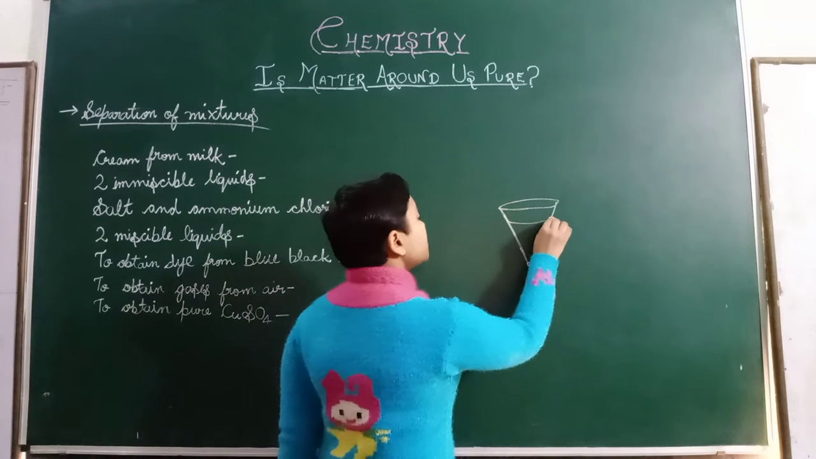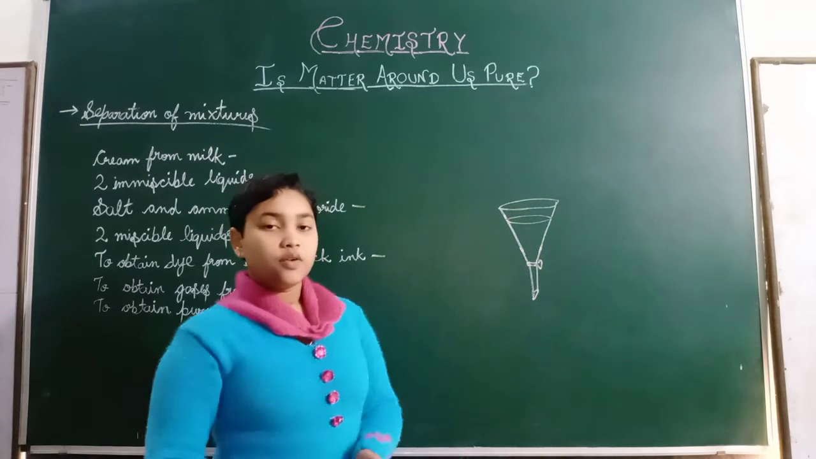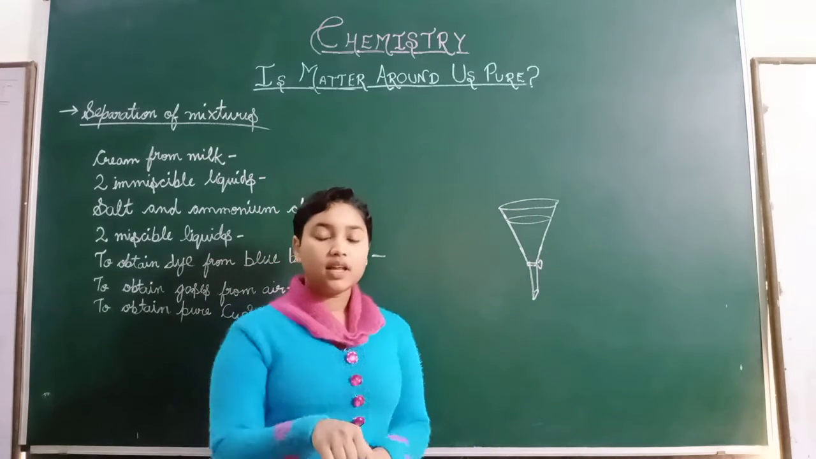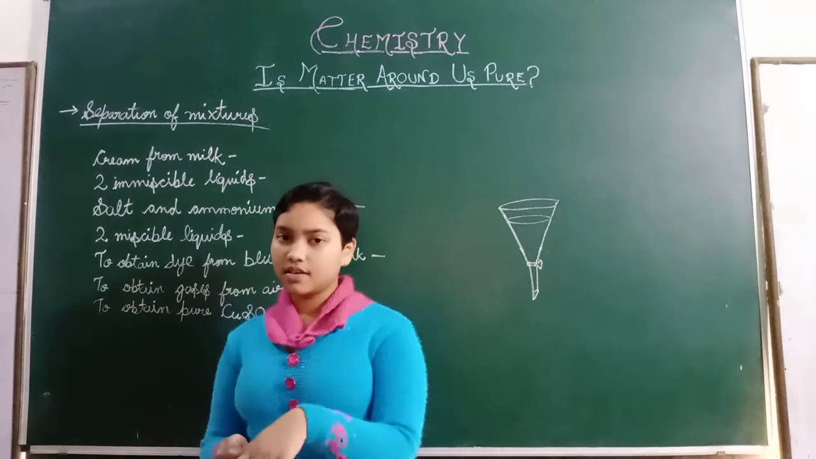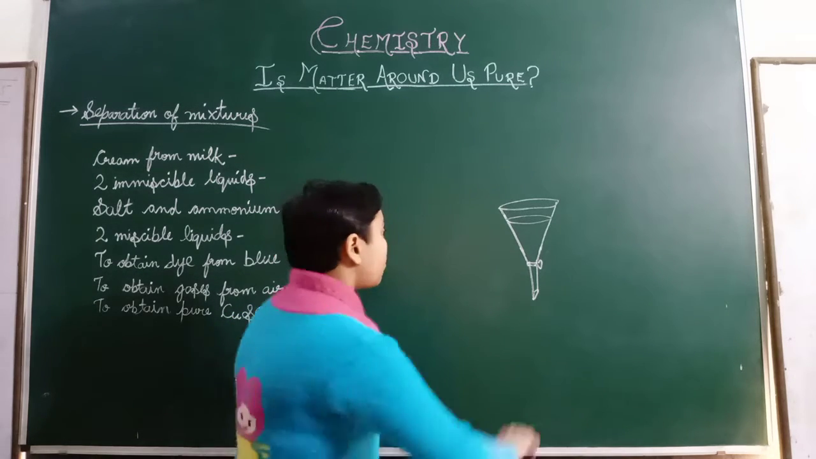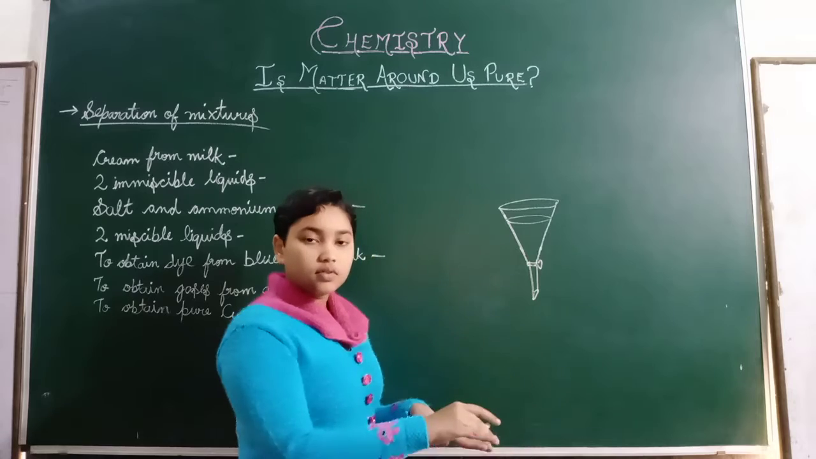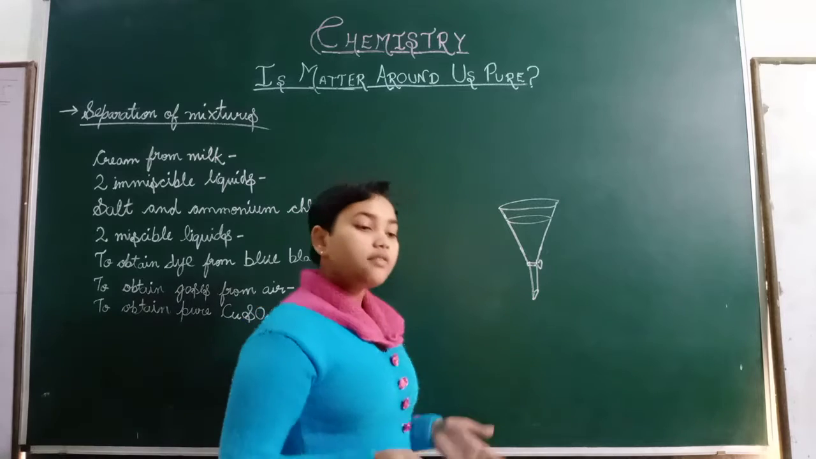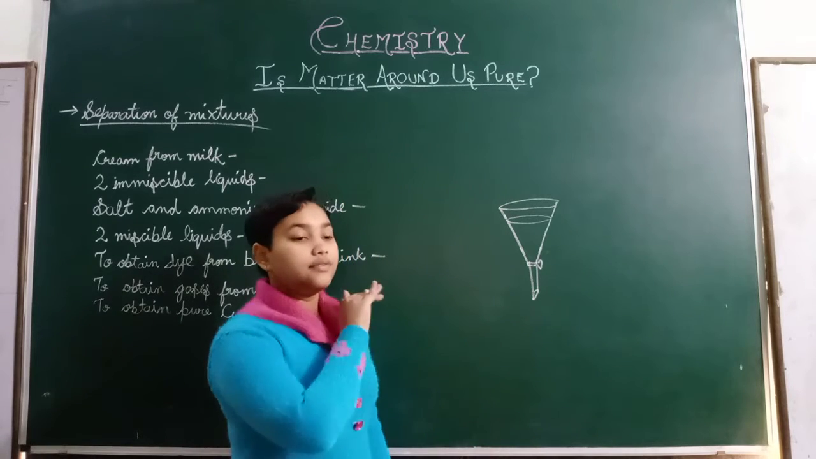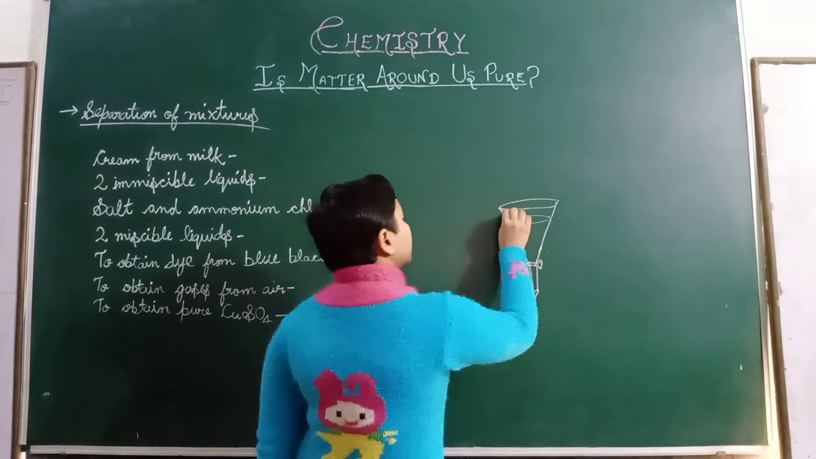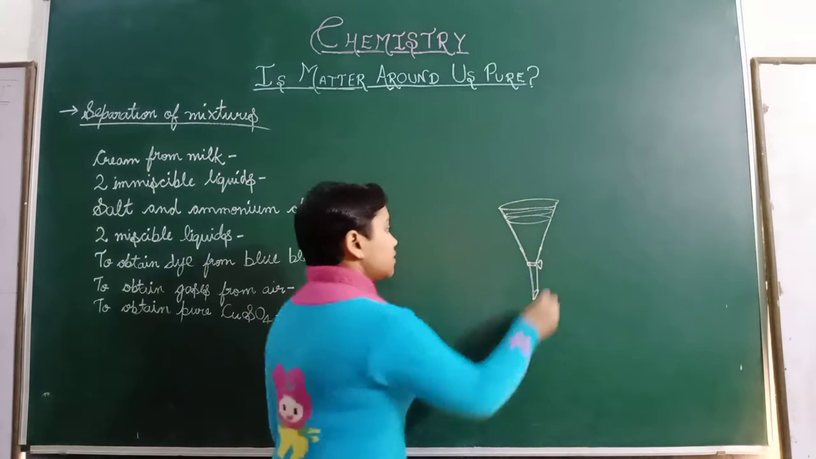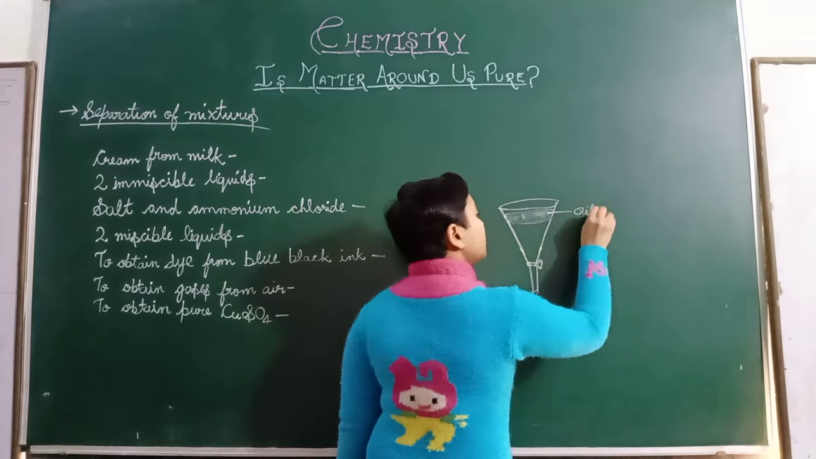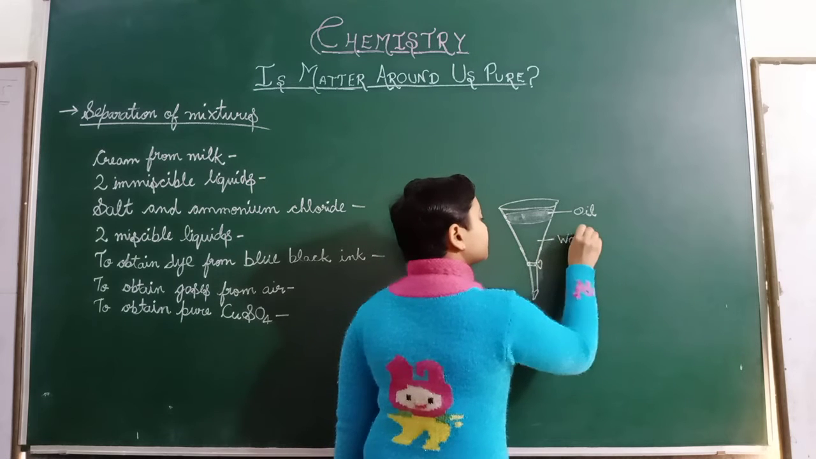So when the mixture is poured into it, for example, when we add water and oil, what happens? Water is denser than the oil, so water will sink and oil will float on it. So it will look like this. So this one is the oil. This is the oil, and this is water.